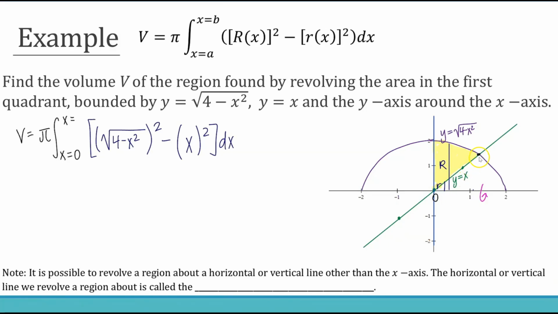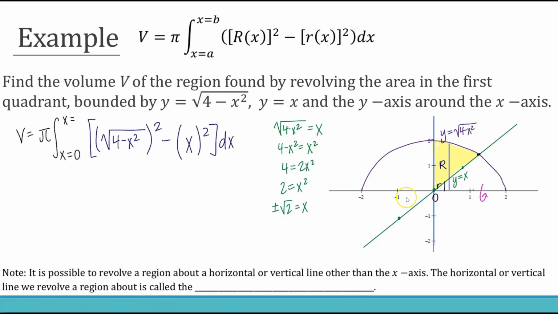So the only thing that we're missing is the other limit of integration, which we find by setting those two functions equal to each other. So we're going to do some scratch work where we solve the square root of 4 minus x squared is equal to x. We'll square both sides. 4 minus x squared is equal to x squared once I square both sides and eliminate the square root. I have 4 equals 2x squared once I add the x squared to the other side. If I divide by 2, I get 2 equals x squared. And then solving for x, I'm going to get plus or minus the square root of 2.